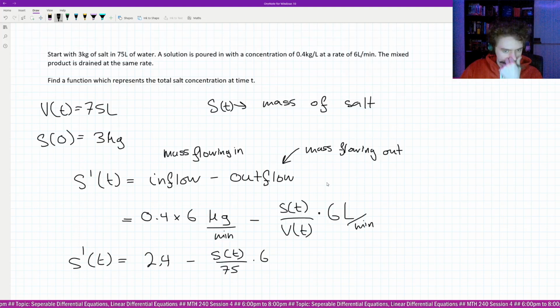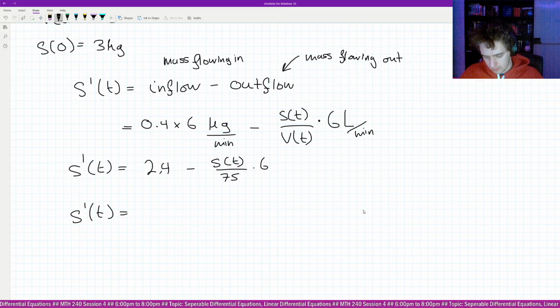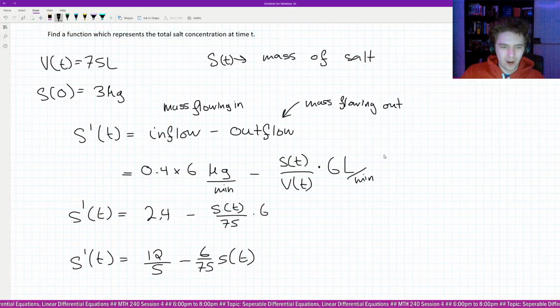Right, so here we have a differential equation, right? I'm going to write this one as a fraction just so it's a little easier to work with. So this is 2.4 is 12 over 5, minus, and I'll write this as 6 over 75 S of t. Not S of negative t, S of t. Right, so here, let me recap that because that's the hardest part. So we know that the derivative, the rate of change of the mass is the inflow minus the outflow.